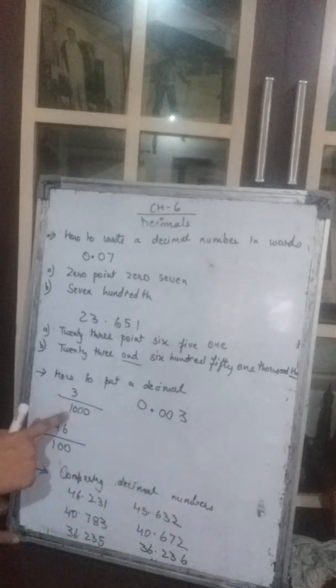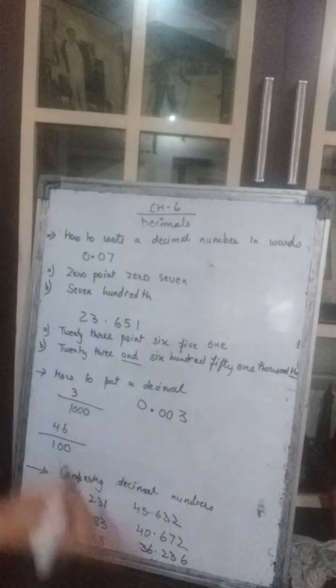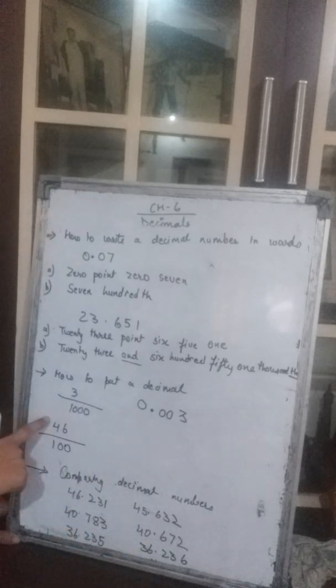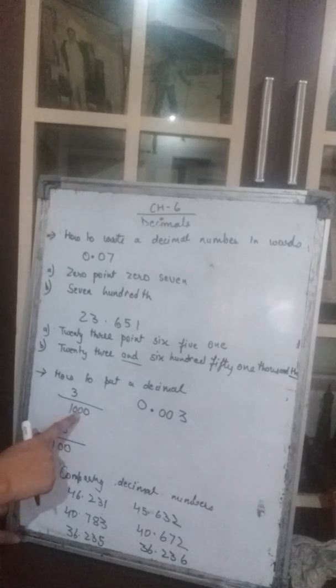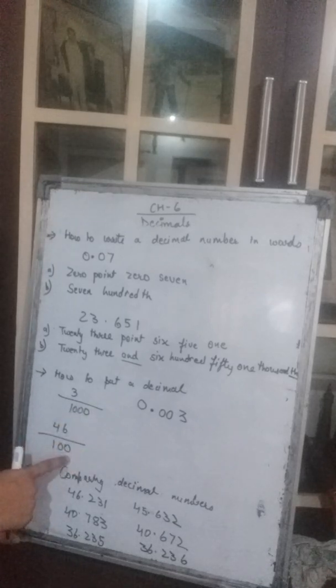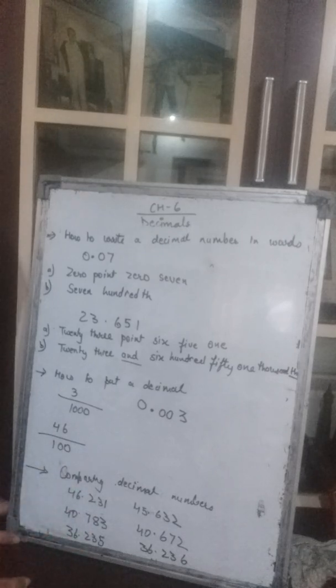0.003. This is how we convert this into decimal. Another example: 46 upon 100. See, a decimal fraction will always have 10 in the denominator, or 100, or 1000, or 10,000. You know that very well.